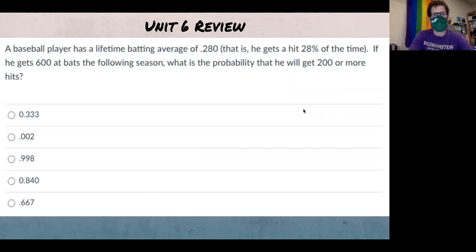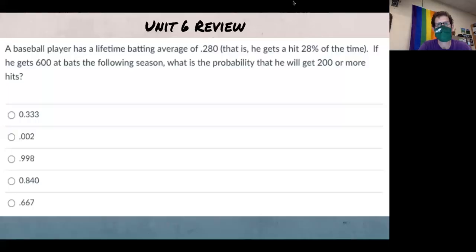Okay, another one right here. This is definitely getting into more of the mathy side of this. See if you can figure it out. In this problem, we are looking at a binomial situation. We're assuming that each time up to bat is independent, that he either gets a hit or doesn't, and that it's the same probability each time. He's really truly a 28%, a .280 lifetime hitter.